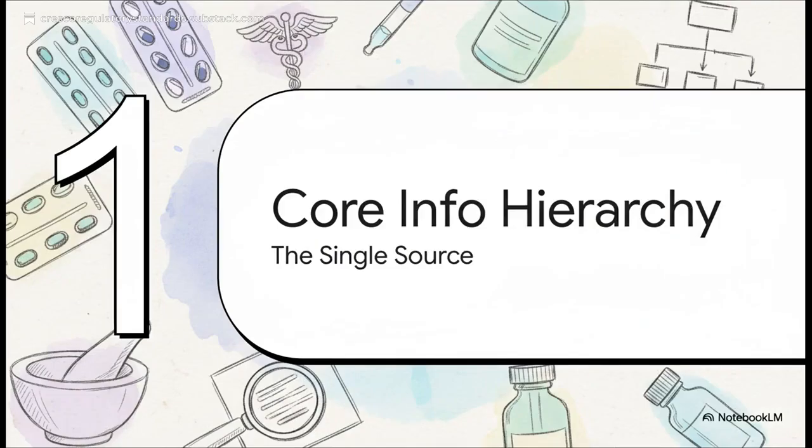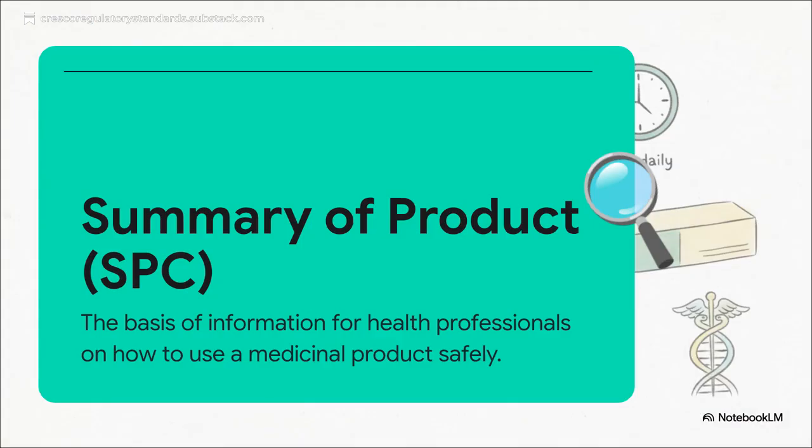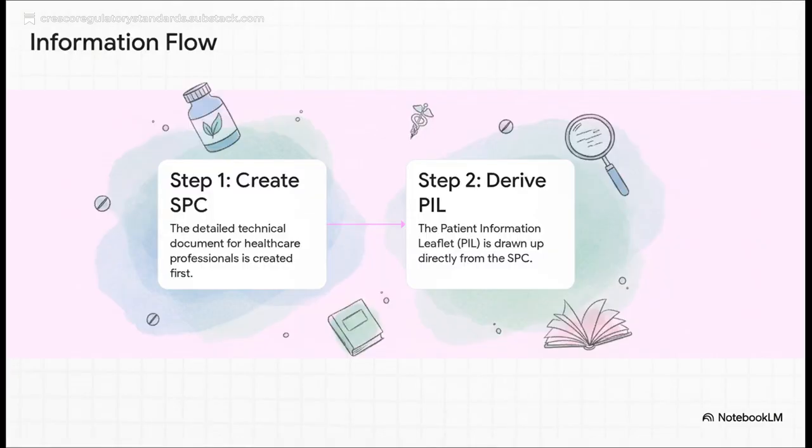So, first things first. Every single piece of drug information in Saudi Arabia is built on one foundational rule. If you can understand this single source of truth, everything else just clicks into place. And here it is. That single source of truth is the Summary of Product Characteristics, or the SPC. You need to think of this as the master document. It's the highly detailed scientific blueprint written for doctors, pharmacists, and nurses, and it covers exactly how to use a drug safely and effectively.